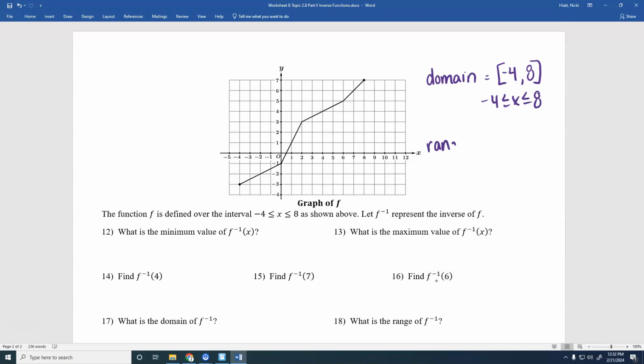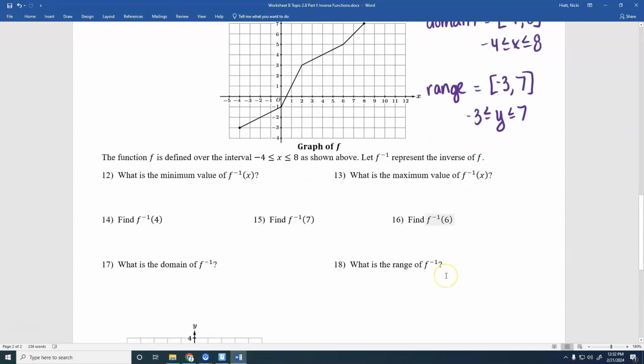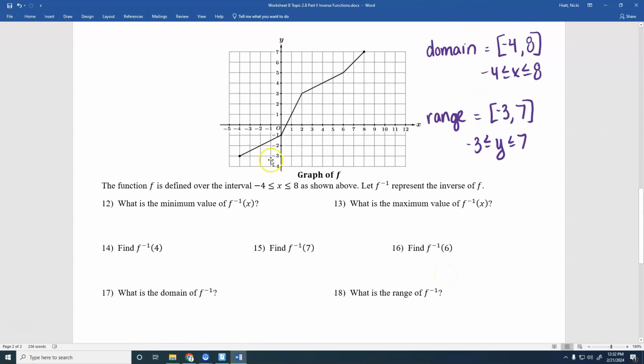What's the range? It is -3 up to 7, right? Or I could write that as -3 less than or equal to y less than or equal to 7. Okay, so if this is my domain and this is my range for F, what's the domain of F inverse? It's -3 to 7. What's the range? -4 to 8.